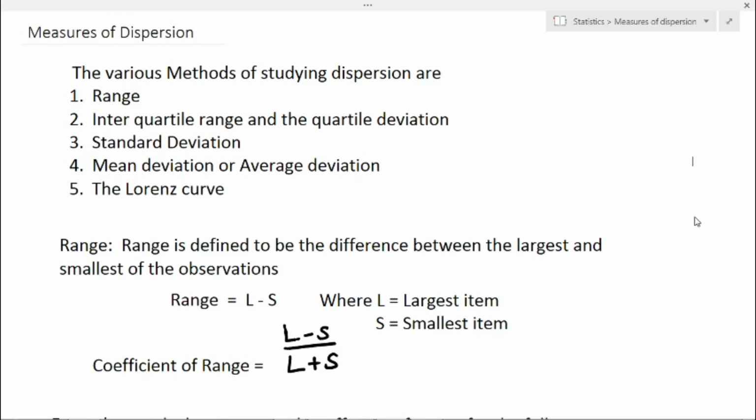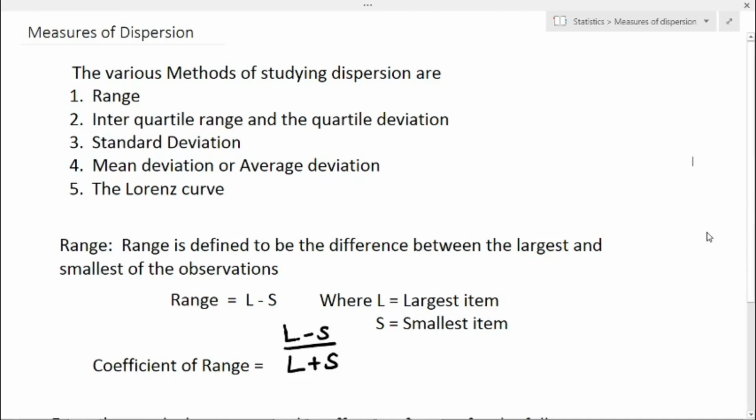Next, the following are the various methods of studying dispersion: first one is range, second is interquartile range and quartile deviation, third one is standard deviation, fourth one is mean deviation or average deviation, and fifth one is Lorenz curve.